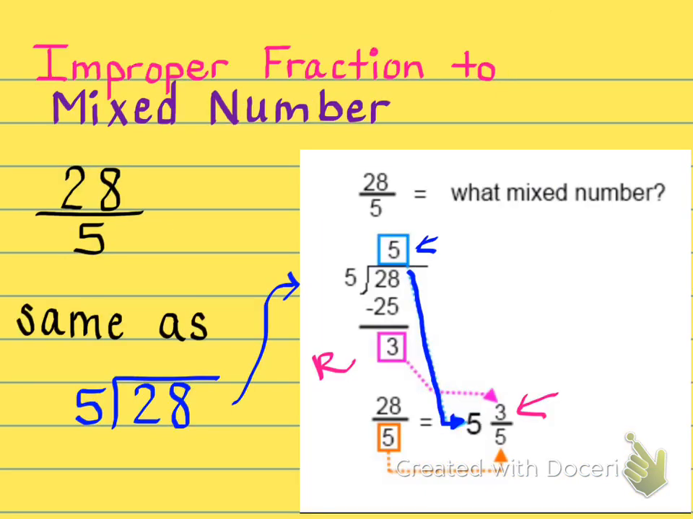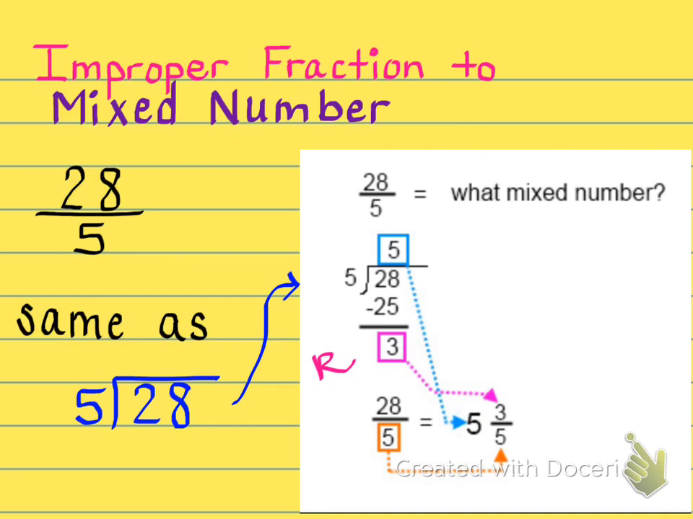And now you have another reminder on how to go from improper fraction to mixed number. All right, now you're looking at how to change an improper fraction back into a mixed number. So when you have 28 over 5, you're going to first change that into a division sign. That fraction bar, remember, means division. So 28 divided by 5 looks just like this down here in the blue.